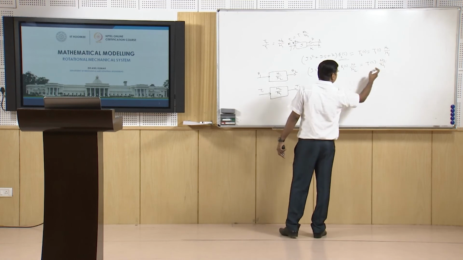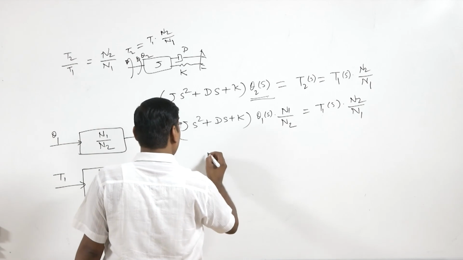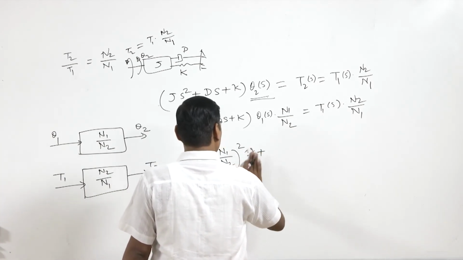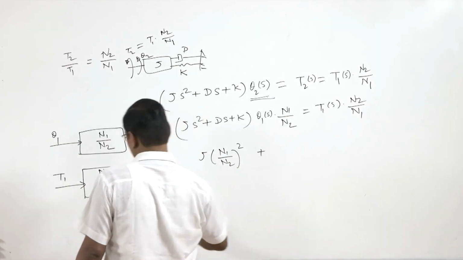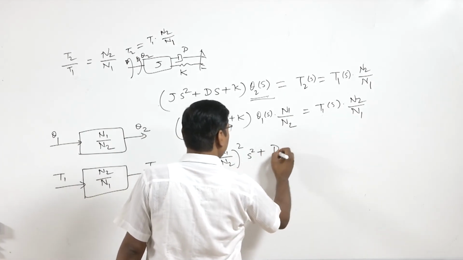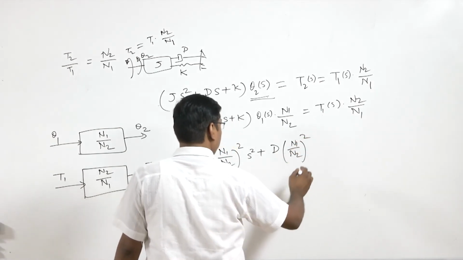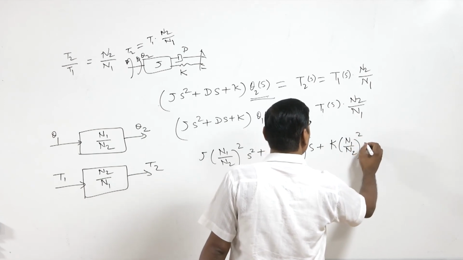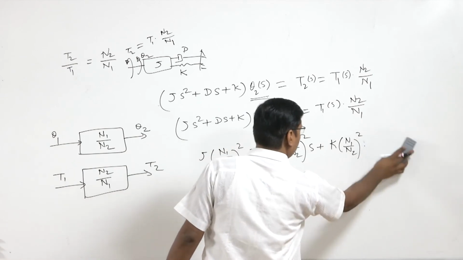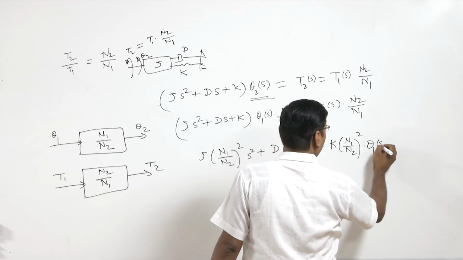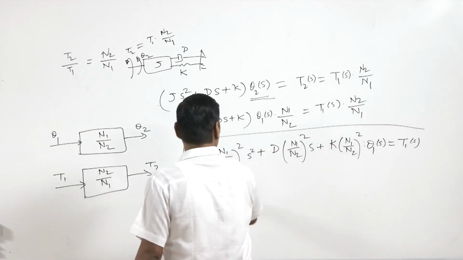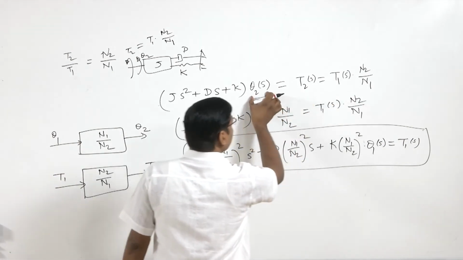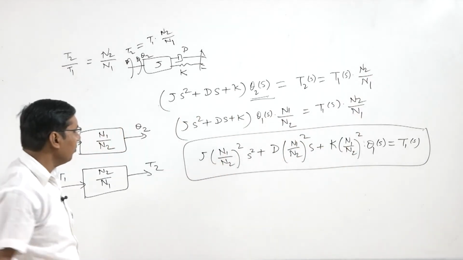So here we can take this, so this will be N1 by N2 square. So (J (N1 by N2) square s square plus D (N1 by N2) square s plus K (N1 by N2) square) theta 1 of s equal to T1 of s. So here the theta 2 of s by T1 of s we can find as N2 by N1 upon this term J s square plus D s plus K.